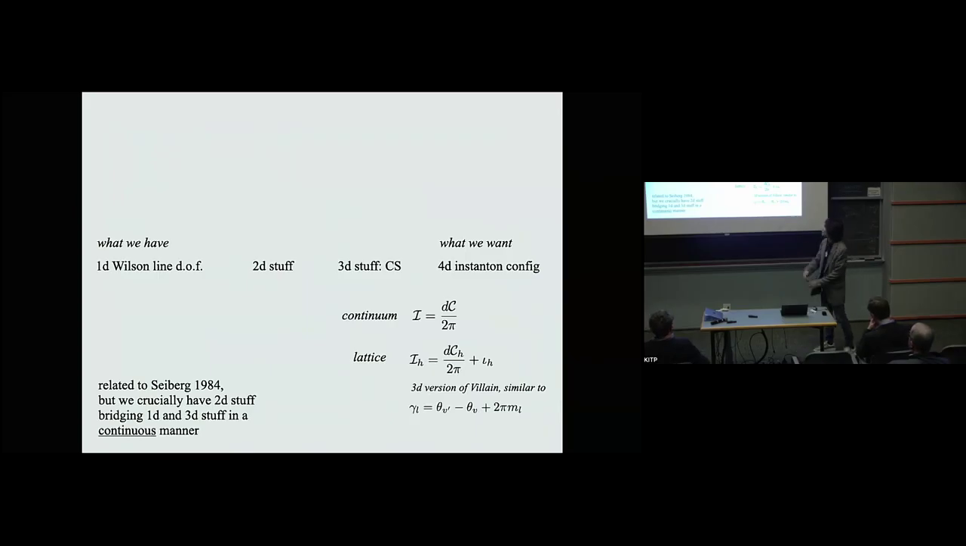And this idea has actually appeared in a paper of Seiberg's in the 1980s. However, the model of Seiberg still suffers from the discontinuity that we motivated at the beginning. And what we crucially do is that we have this 2D stuff bridging the 1D and 3D stuff in a manner that is continuous and captures the topology correctly.